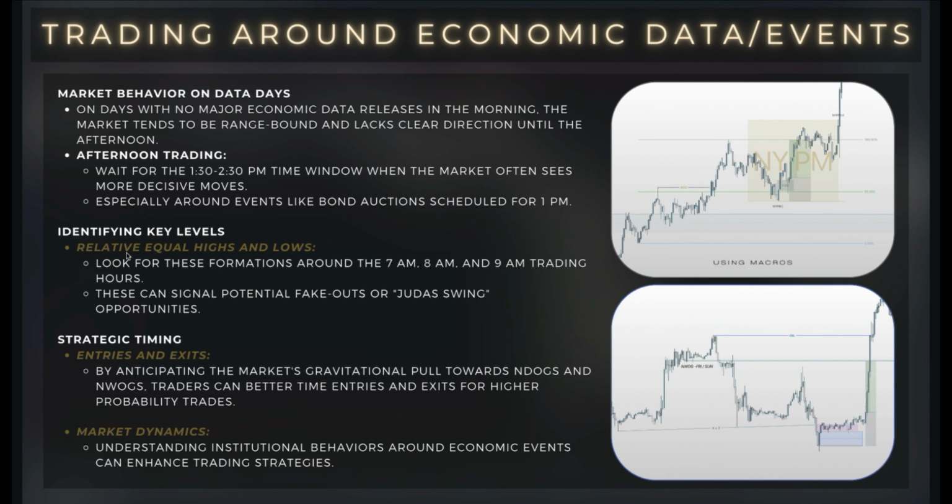Next is identifying key levels, relative equal highs and lows. Look for these formations around the 7 a.m., 8 a.m., and 9 a.m. trading hours. These can signal potential fakeouts or Judas swing opportunities. Now, this is almost like a different way of trading, right? This section, identifying key levels. If you want to do trading around then, this is like a strategy in a sense, right? You want to look for these relative equal highs/lows around the 7 a.m., 8 a.m., and 9 a.m. trading hours, and that's where you could look for a Judas swing type of trading strategy.